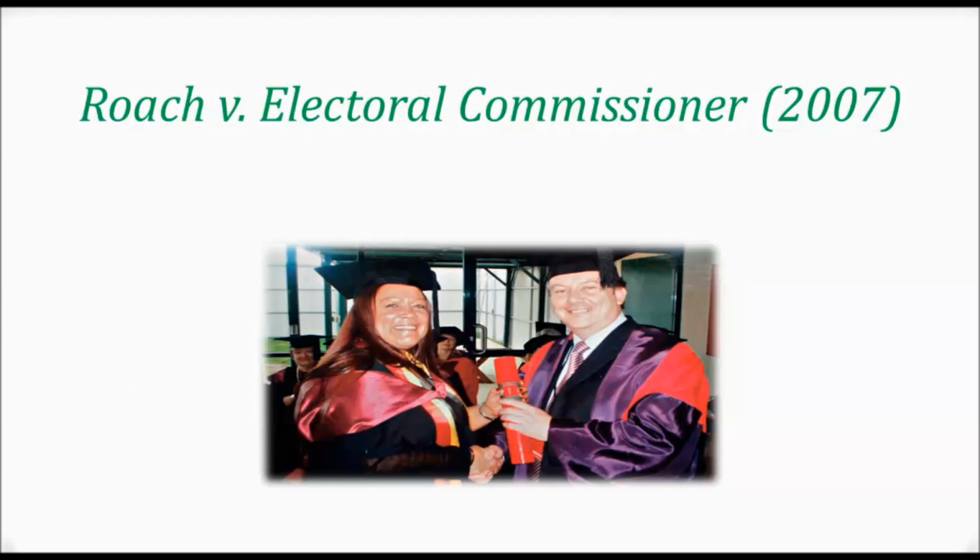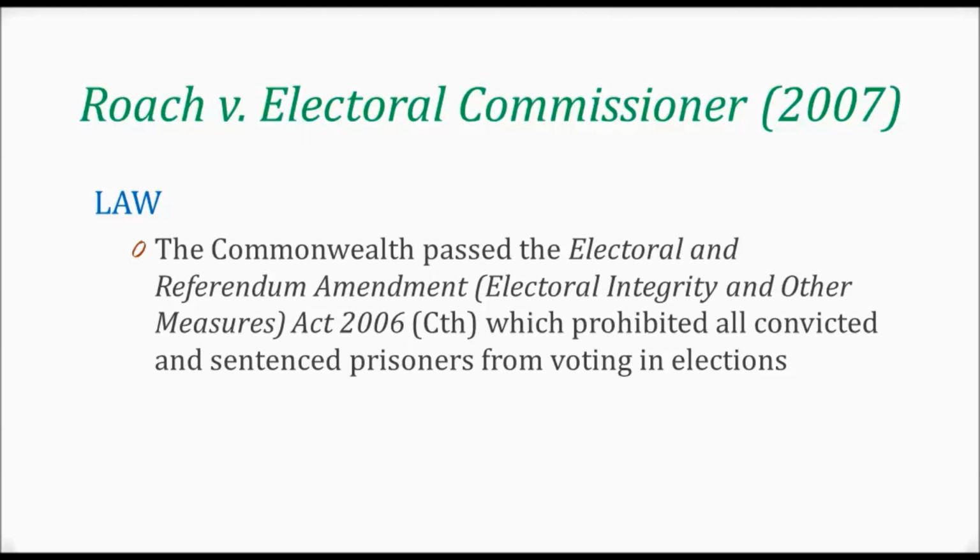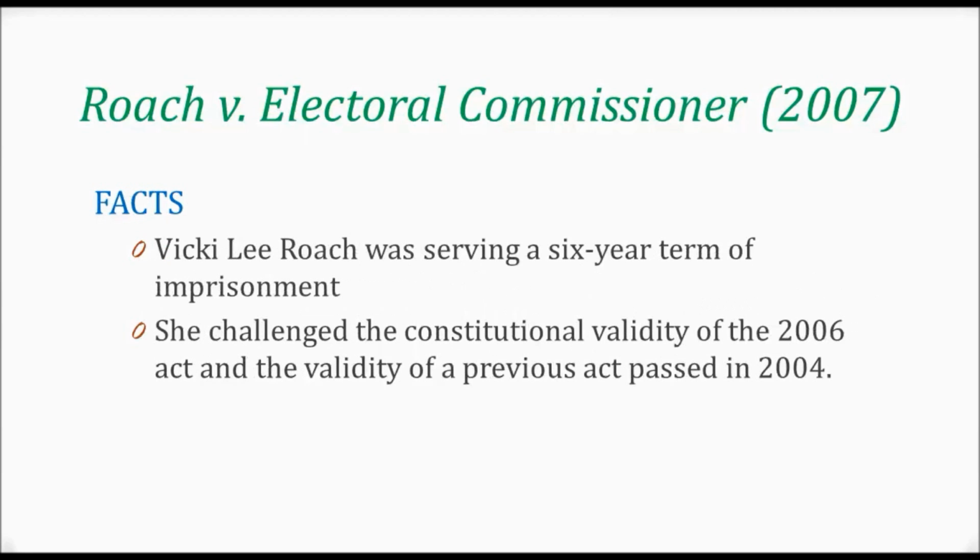So the Roach case involved Vicky Lee Roach, who was a prisoner at the time, and the issue really was whether the Commonwealth Parliament could pass legislation that prohibited convicted and sentenced prisoners from voting in elections. So at the time, in 2006, the Commonwealth passed the Electoral and Referendum Amendment Act, which prohibited all convicted and sentenced prisoners from voting in elections.